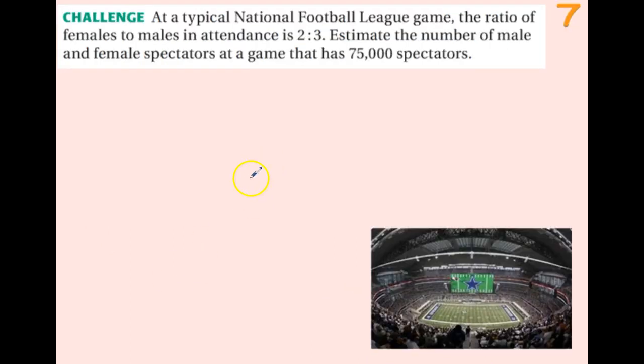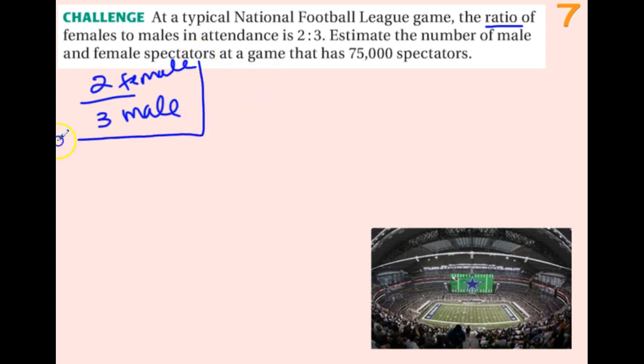Here's another one, same way. At a typical National Football League game, the ratio, ratio tells us part to part, of females to males in attendance is 2 to 3. So this is female, this is male. That's just information. Estimate the number of male and female spectators at a game that has 75,000 spectators. We know that's a total on the bottom. And we know there are a total of 2 plus 3 would give us 5 parts of people.